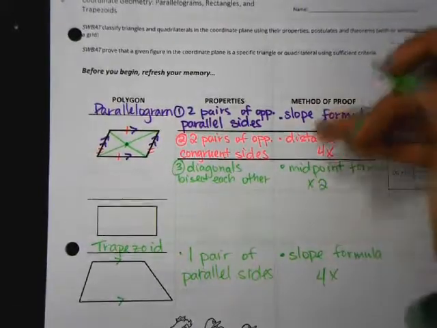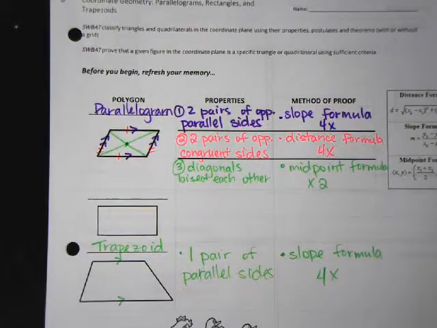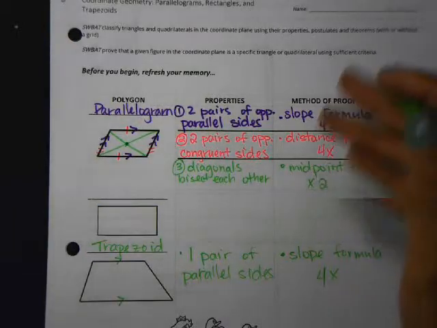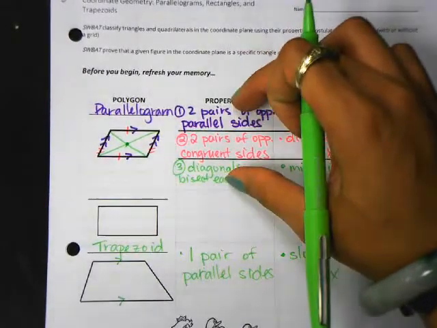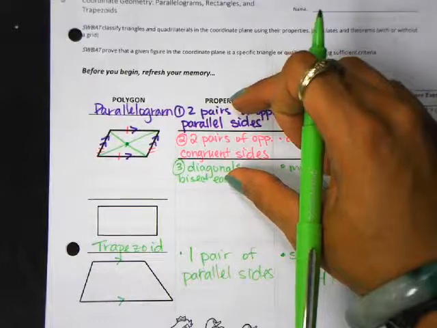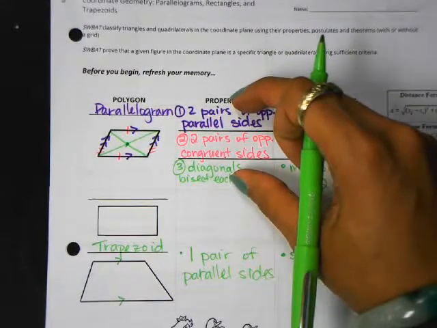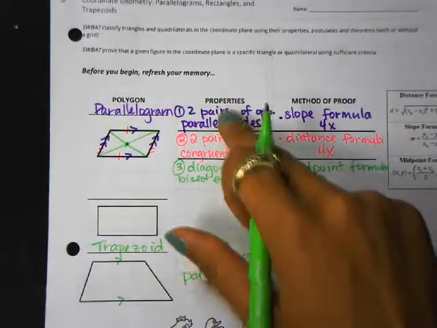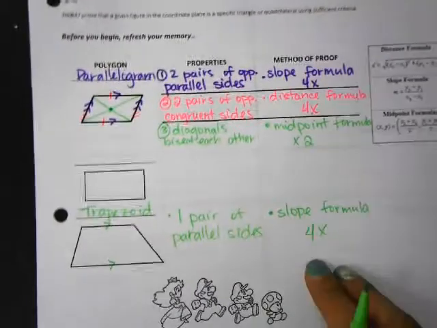Okay? Now, again, you have to remember the 3 ways though that you could possibly prove a parallelogram because it will appear as a multiple choice question. Okay? So you got to remember all 3 for test day. Alright, last but not least, we have our rectangle.